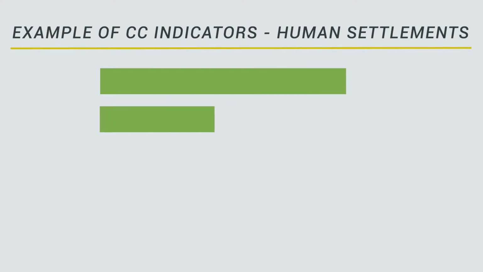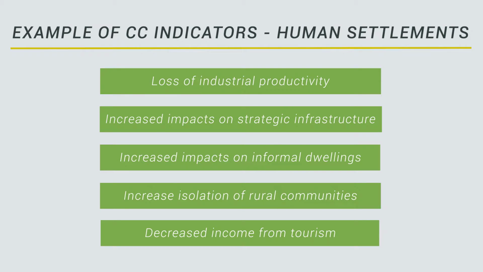This table shows the indicators that have been developed for the human settlement sector as part of the Let's Respond Toolkit program. An example from this list is an indicator, Increased Impacts on Informal Dwellings. The indicator description states that informal dwellings and settlements that are often unplanned and without extensive services or infrastructure are vulnerable to climate change impacts. Another example in the human settlement sector is that there will be increased isolation of rural communities resulting from climate change, as roads are damaged and there are increased flooding and erosion.